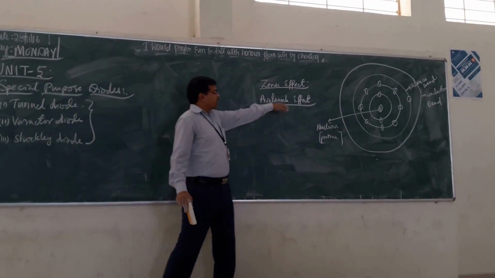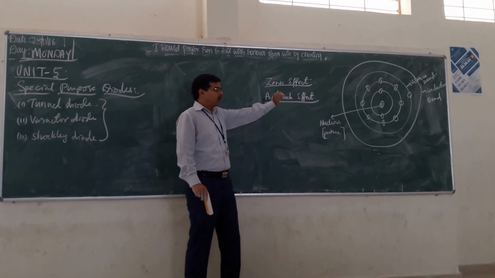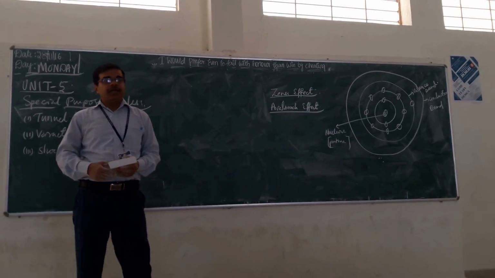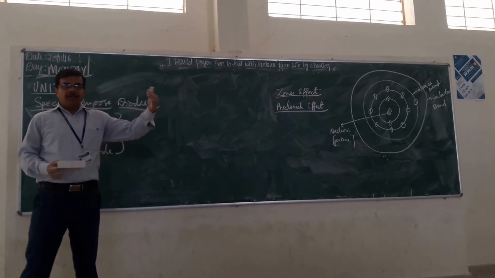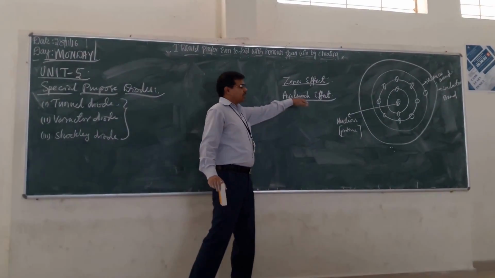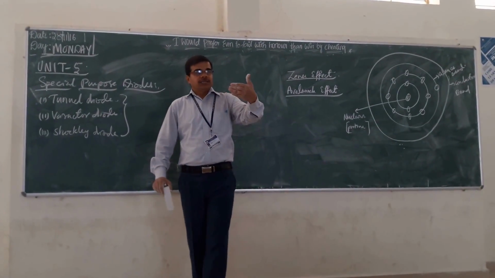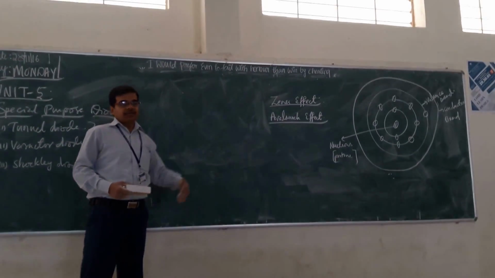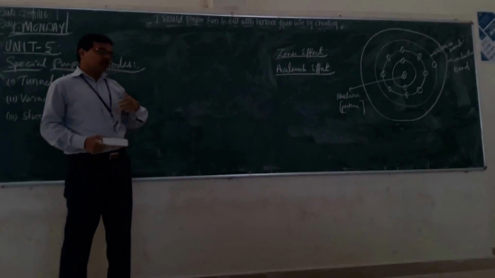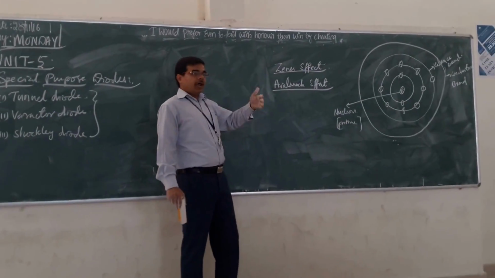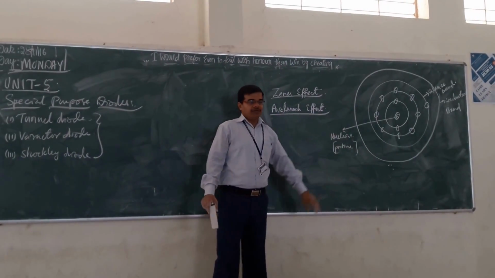Now we will go to the avalanche effect. The avalanche effect also occurs in the reverse bias condition only, and you will have the avalanche effect above 6 volts. As we have seen, if the breakdown is less than 6 volts, it is the Zener effect; if it is above 6 volts, it is the avalanche effect.